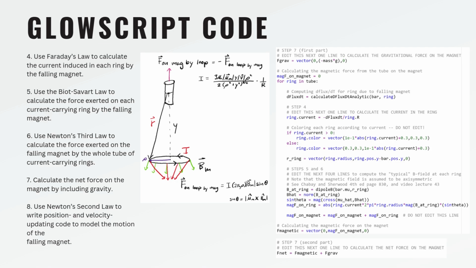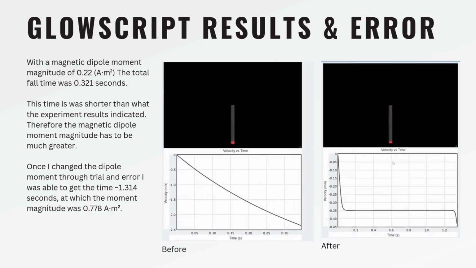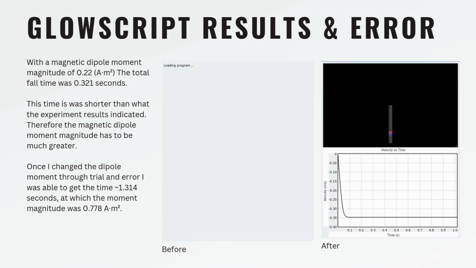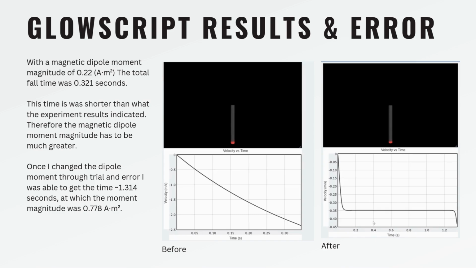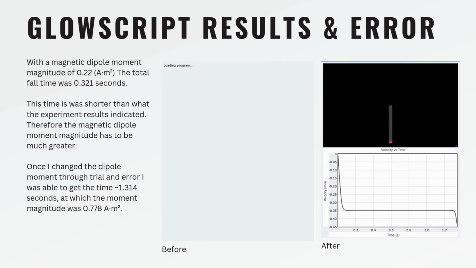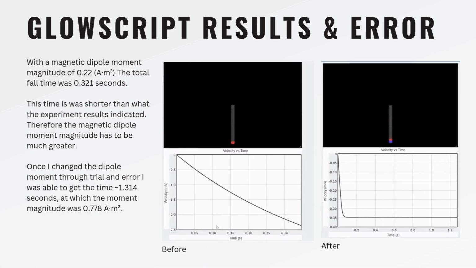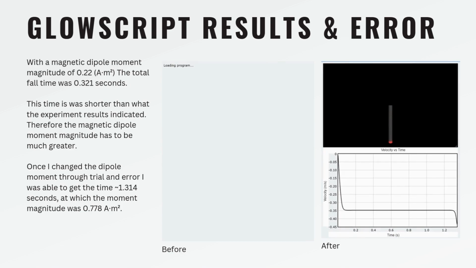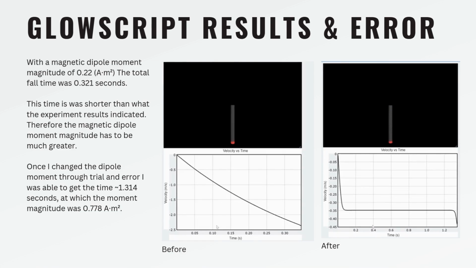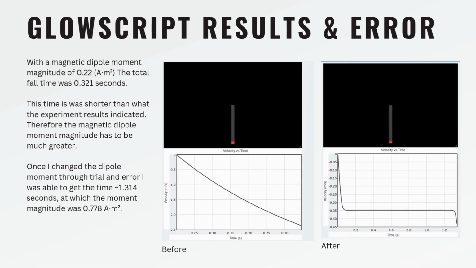Using the magnetic dipole moment magnitude of 0.22 amperes times meter squared, the total falling time was 0.321 seconds. This time was shorter than what the experiment results indicated. Therefore, the magnetic dipole moment magnitude has to be much greater. Once I changed the dipole moment through trial and error, I was able to get the time of 1.314 seconds, at which the moment magnitude was 0.778 amperes times meter squared.